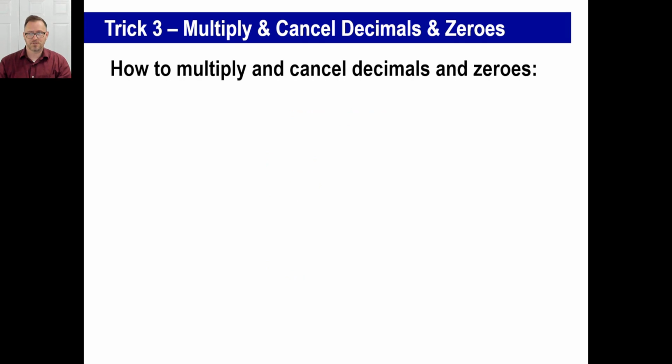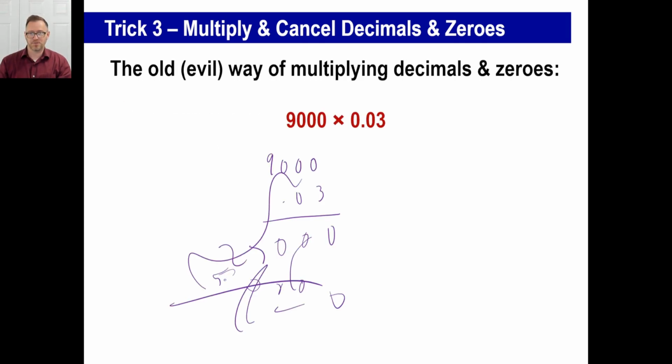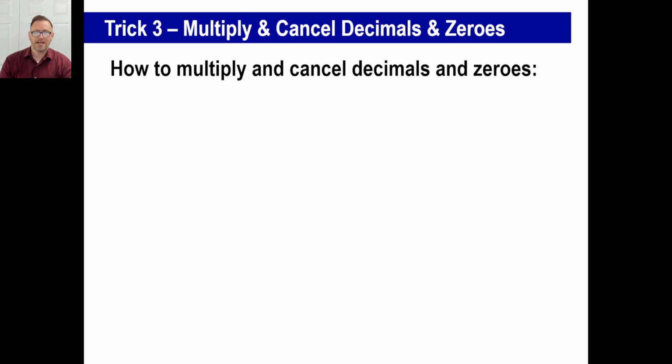this is much, much better, okay? This is how to multiply and cancel decimals and zeros. So you don't have to mess with any of this stuff at all. Way easier, and eventually you'll be doing it in your head, so it's even more fun. So how to cancel decimals and zeros. Again, pause this thing if you need to.